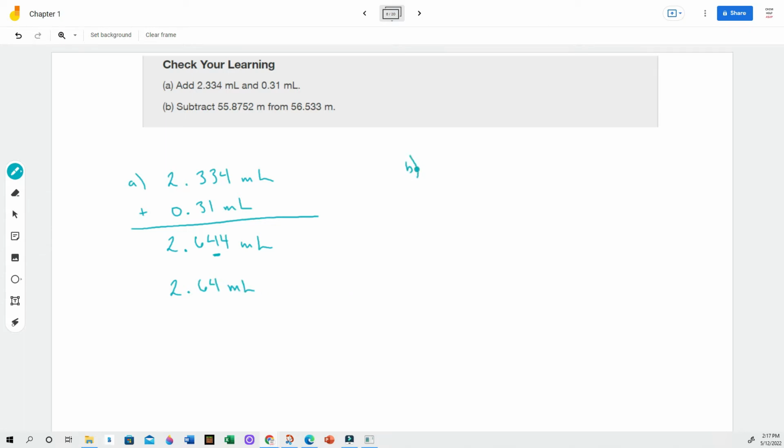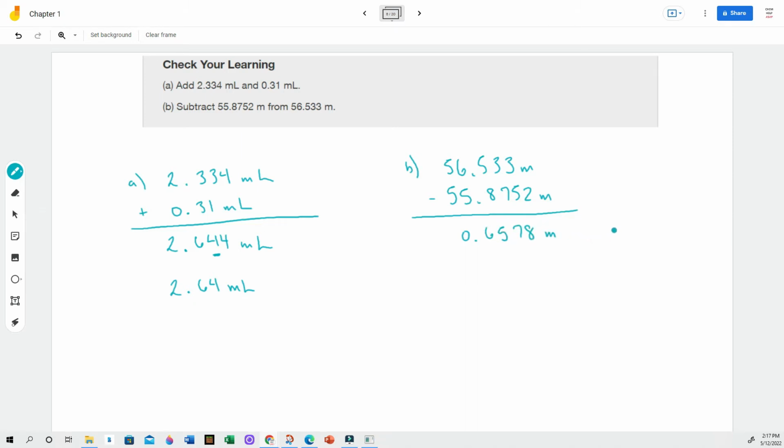For part B, I'm back to subtraction, so I'm going to subtract these 2. Again, I'm going to line these up, and I'm subtracting 55.8752 meters. Subtract. Here is the answer that my calculator gives me.